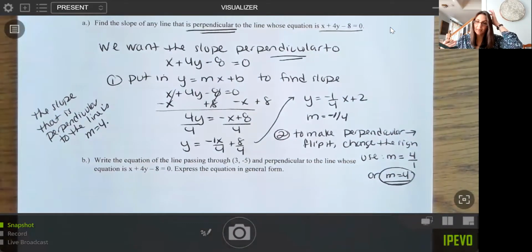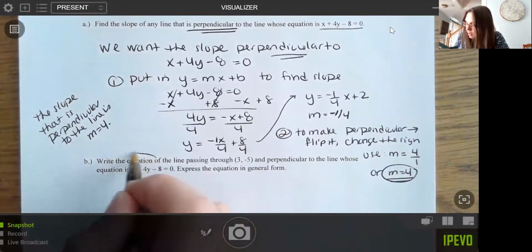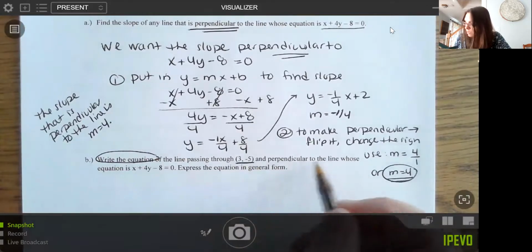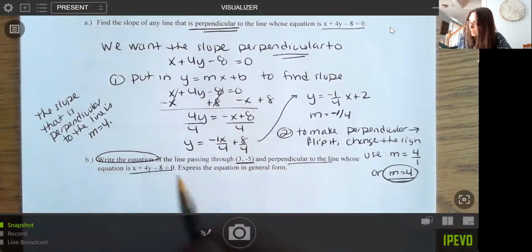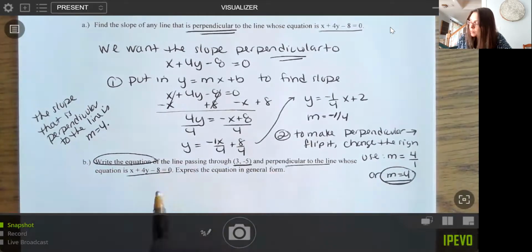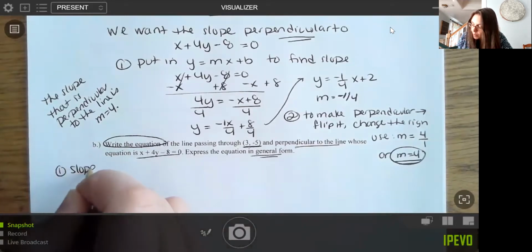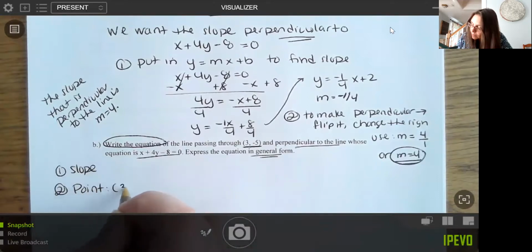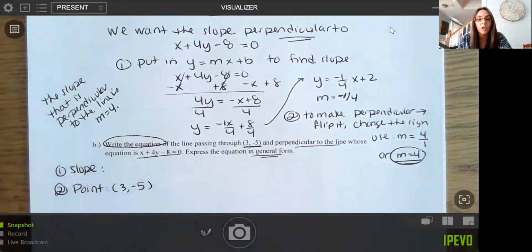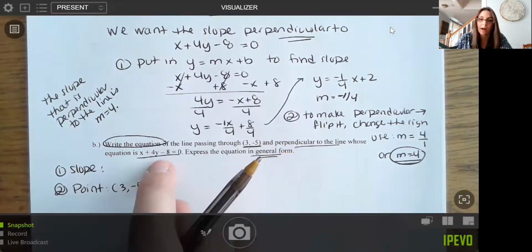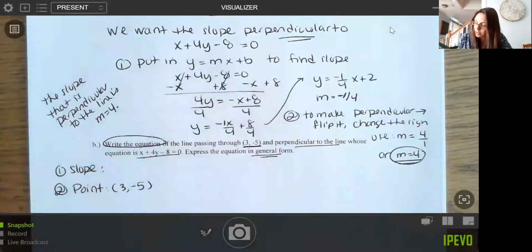Now we want to take it to the next step. We want to write the equation of the line passing through 3, -5 and perpendicular to the line x plus 4y minus 8 equals 0. And then just be careful here. You want to express your final answer in general form. So whenever you write an equation, we need a slope and we need a point. Now the point here we have is 3, -5. Now the slope we actually already have because we already found the slope that's perpendicular to this line in part A. So I just kind of broke the problem into 2 parts here.